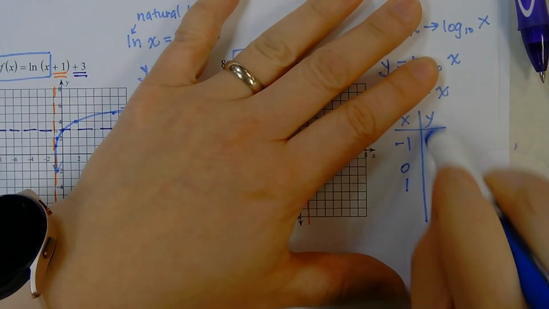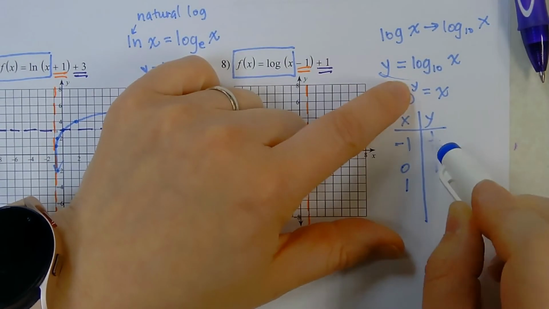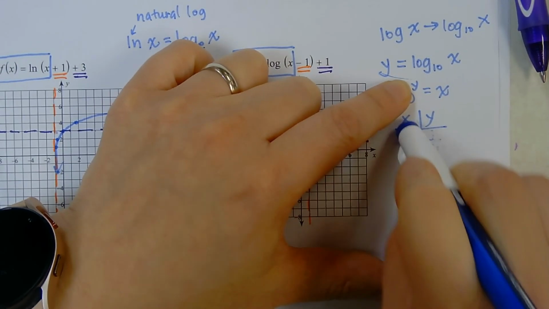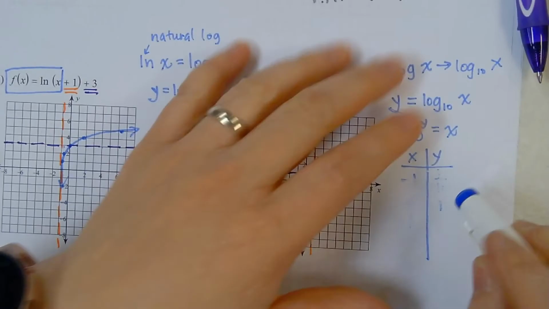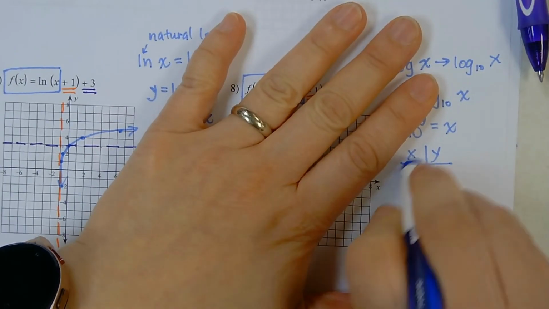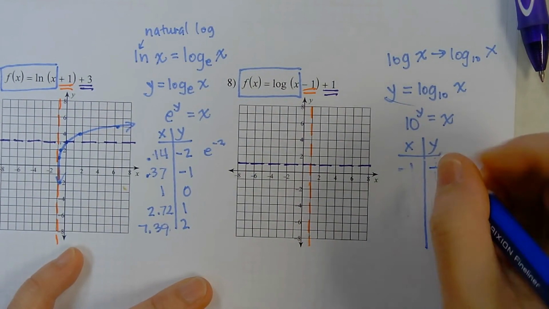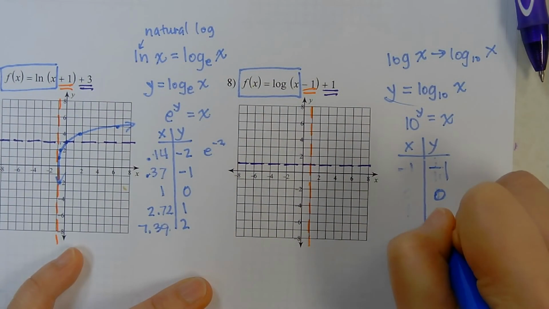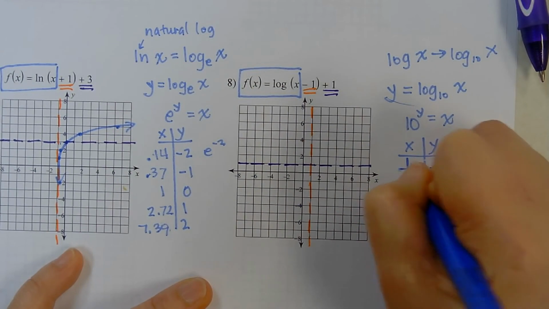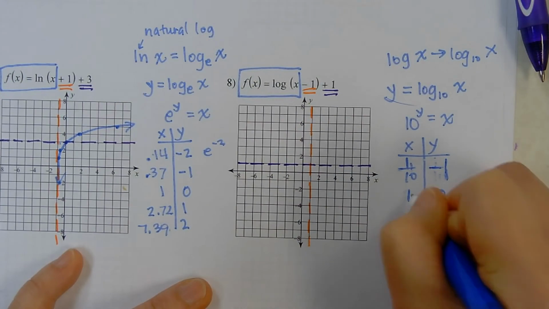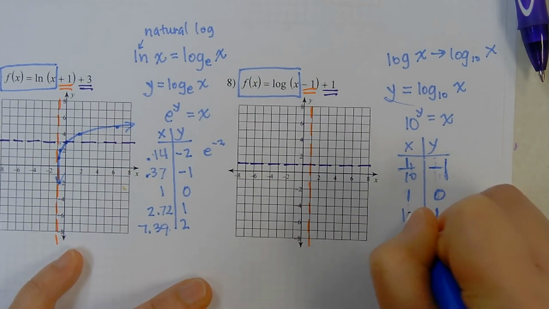Sorry. I need to just flip-flop these, because my y is the exponent. I'm so sorry. I hope you were like, Miss Lee, what are you doing? I thought we couldn't do that. Like, I was about to be so confused. So negative 1, 0, 1. Now that would be 1/10. There we go. And then 10 to the 0 is 1, and then 10 to the 1 is 10.